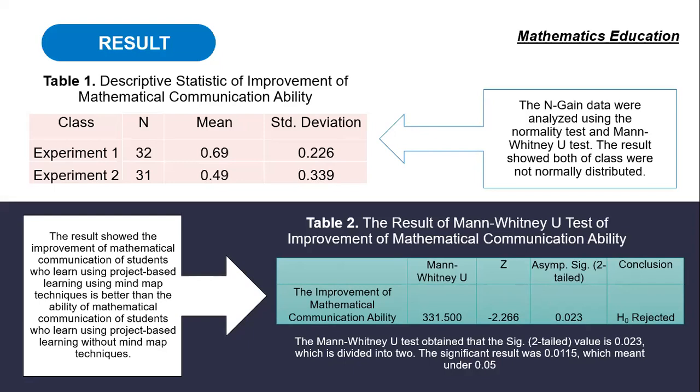So the results show that the improvement of mathematical communication of students who learn using project-based learning using mind map techniques is better than the ability of mathematical communication of students who learn using project-based learning without mind map techniques. So we can see that experimental class 1 is better than experimental class 2 in students' mathematical communication ability.